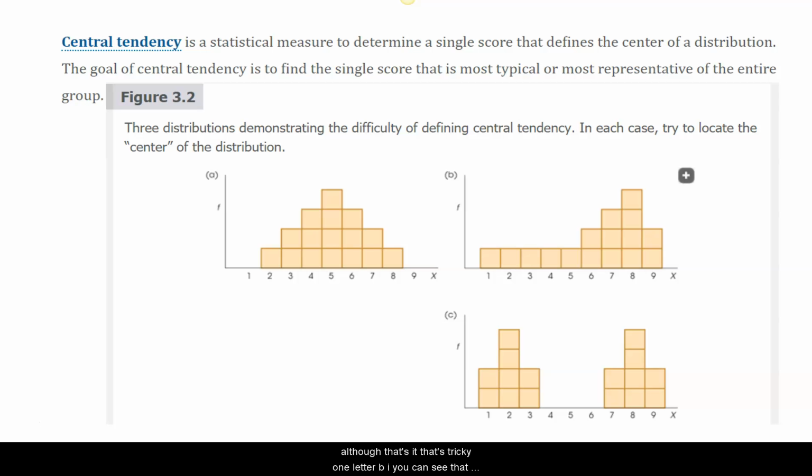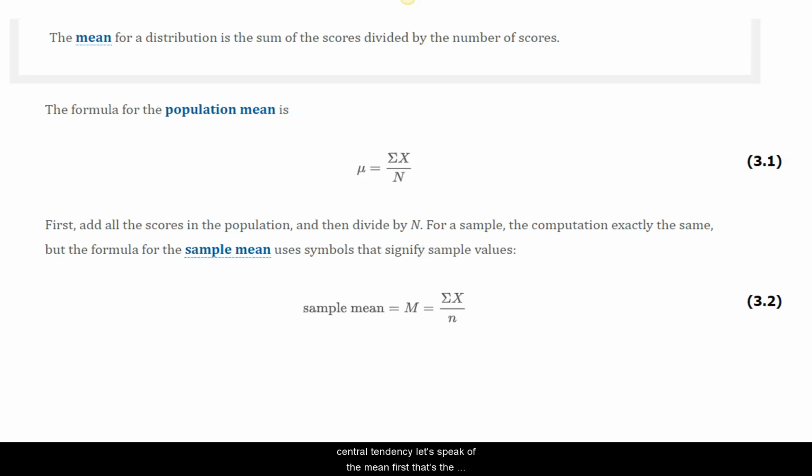Letter B, you can see that that's a strong negative skew. The numbers are stacked up at the high end. And in that case, the mode is 8 in any case. And by the way, in letter C, the modes were 2 and 8. There was a tie. But the median and the mean are less clear. And we'll get into that, how to handle skewed distributions and also how to handle normal distributions when citing a measure of central tendency. Let's speak of the mean first.